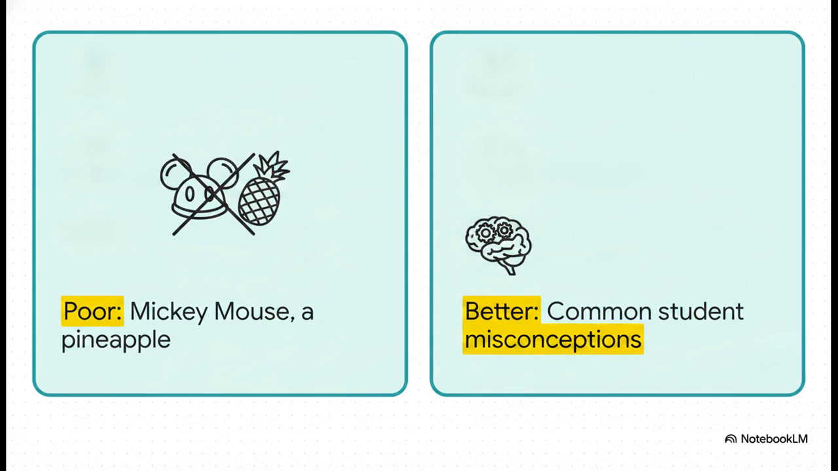If you're asking who the first U.S. president was and your distractors are Mickey Mouse and a pineapple, you aren't testing knowledge, you're just giving away free points. Good distractors should represent common student misconceptions or legitimate historical errors. Make them work for it.